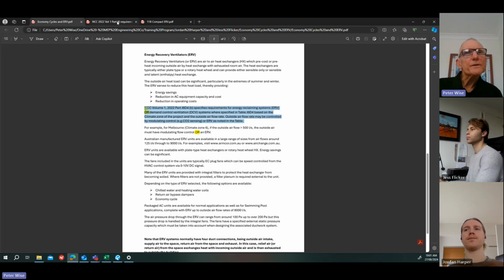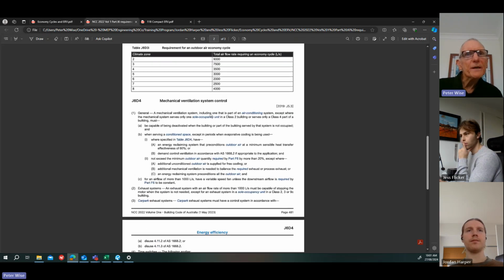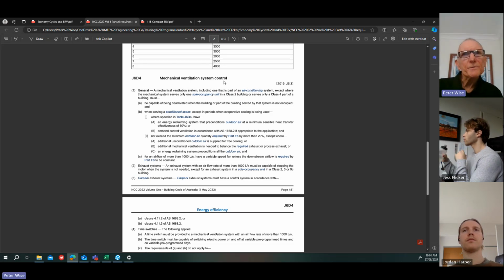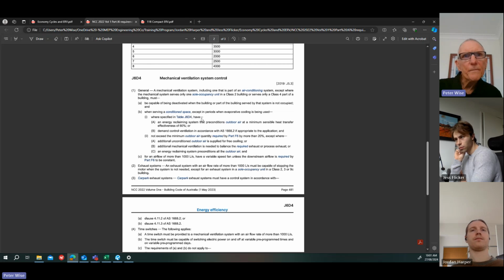Just go back to the NCC and I'll point out the relevant part here. So now we're talking about mechanical ventilation system control. Part B, when serving a conditioned space, except in periods when evaporative cooling is being used, which is not very often, where specified in Table J6D4, have an energy reclaiming system that preconditions outdoor air at a minimum sensible heat transfer effectiveness of 60%.